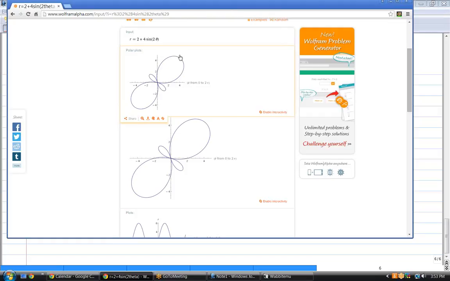Let's see. Always remember the maximum value that sine of any angle can have is 1. It's not, it's less than 1. So r is 2 plus 4 times 1. So 6. So r is 6 right there at pi over 4.